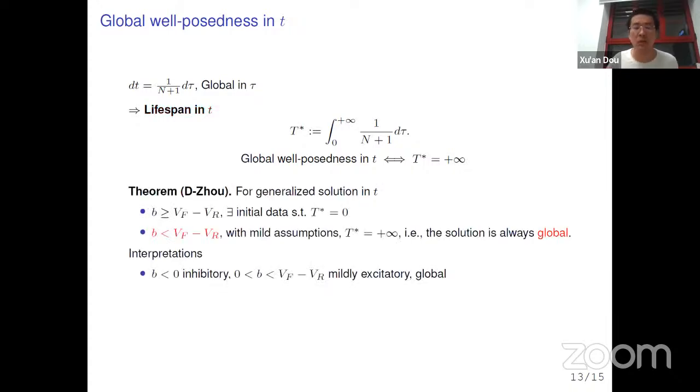And our main analysis result is to study the global existence in t, and there is a crucial value V_F minus V_R for the connectivity parameter b. So if b is less than this value, we can always have global solutions. This includes the case b is negative, and also the case b is positive but lower than V_F minus V_R. On the other hand, if b is greater than this crucial value, we can have initial data which leads to t star equals 0. And by this definition, we can say t star is 0 is equivalent to n being always infinity in the dilated time scale. And we call this case an internal blow up.